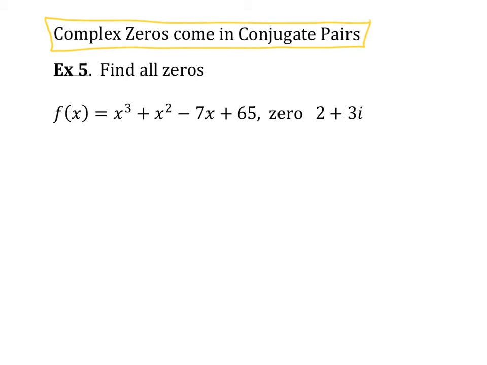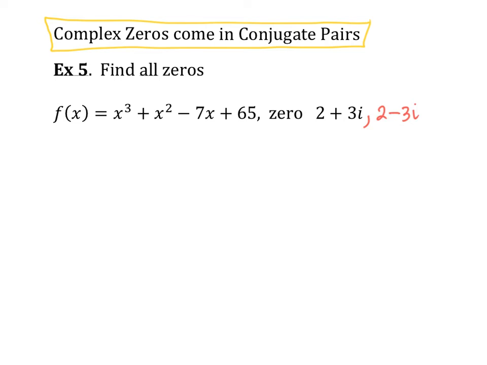So for example 5, it says find all zeros. They tell you that one of the zeros is 2 plus 3i, and based on the fact that these come in conjugate pairs, that means that 2 minus 3i is also a 0. You are going to need to use that fact to figure out the 3rd zero. Because I can't do synthetic division with these weird complex answers, I'm going to create the factors that produce these zeros and then use long division.